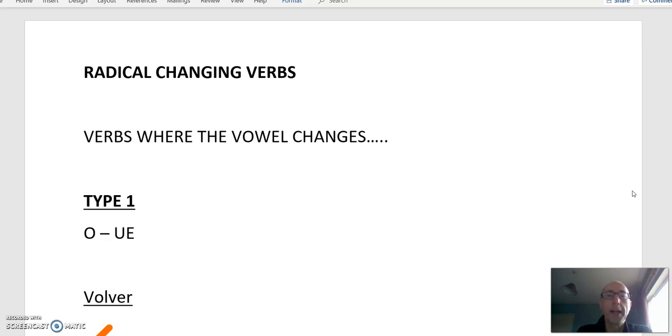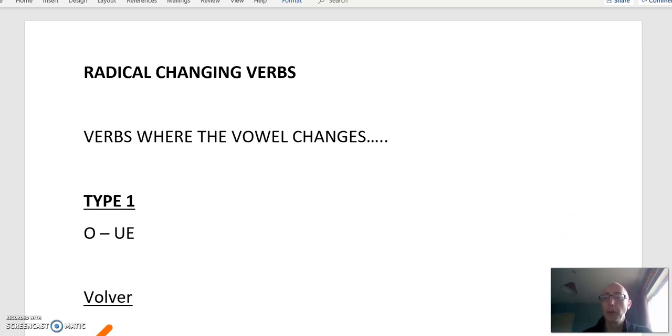Today we're going to talk about radical changing verbs. This is a kind of complex sounding term, but they're actually very common verbs and they're not that complex. So the term is radical changing, or they're often called stem changing verbs as well. So it's the same thing.